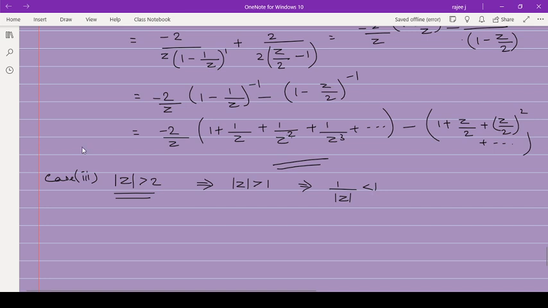And now mod z is greater than 2 again means 1 is greater than 2 by mod z. That means 2 by mod z is less than 1. Okay, 1 greater than 2 by z. So 2 by z is less than 1.